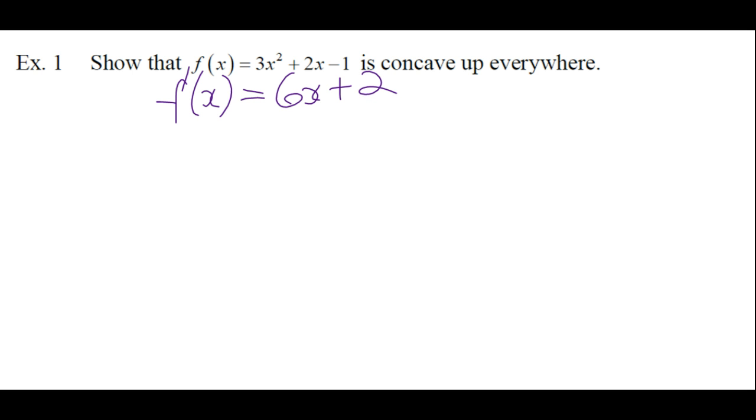Okay, so f prime of x is 6x plus 2. F double prime of x is 6. What does that tell us? Concave up. Since f double prime of x is greater than 0, the graph is concave up for all x.